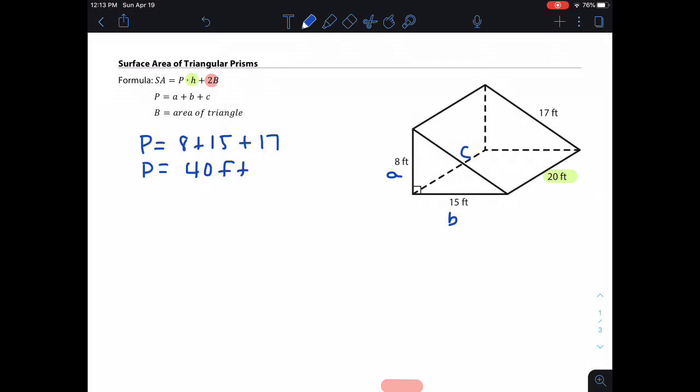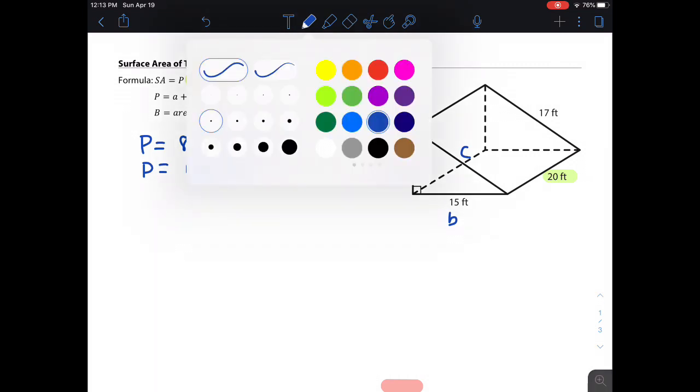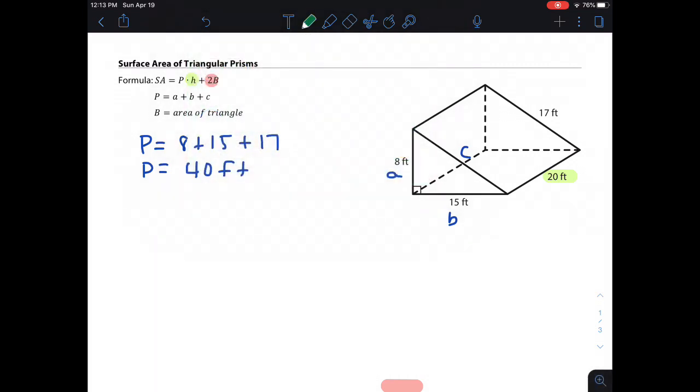The second thing I want to find is, hey, I can change colors here. Watch, this is going to be fun. We have the area of the triangle, or the base, the capital B. Notice how it's a capital B. We differentiate between the area of the base with a capital B and the base of an object like a triangle with a lowercase b. So that's the difference in the letters there.